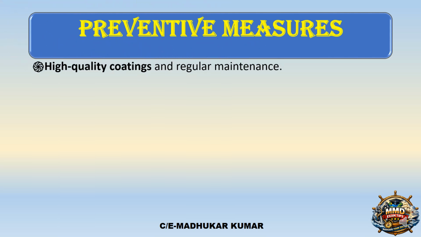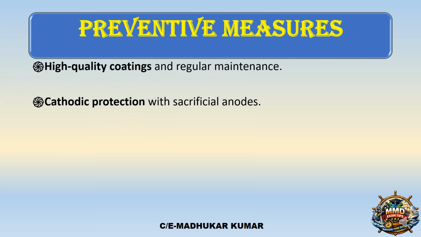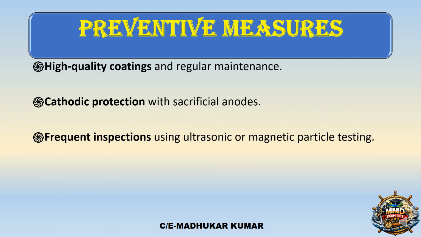High quality coating and regular maintenance, with this you can prevent the pitting corrosion. Next, cathodic protection with the sacrificial anodes or the ICCP also. It is going to help you out. Next, frequent inspections using ultrasonic and magnetic particle testing, where these formations are easily detected and proper maintenance is carried out to prevent the corrosion from happening.